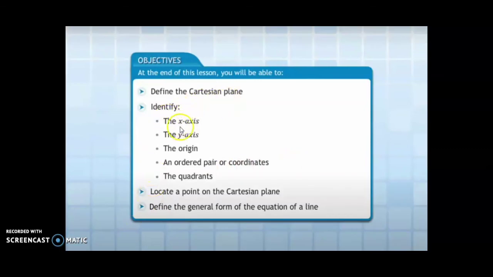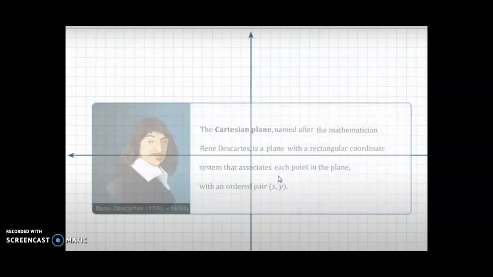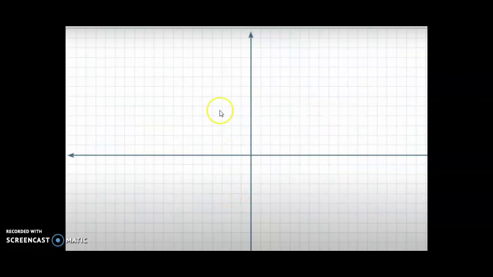So in this lesson we discuss the x-axis, y-axis, origin, ordered pair or coordinates, the quadrants, how to locate a point on the Cartesian plane, and the general form of the equation of a line, etc. This Cartesian plane was introduced by a mathematician named Rene Descartes, who is considered the prince of mathematics and the father of coordinate geometry.